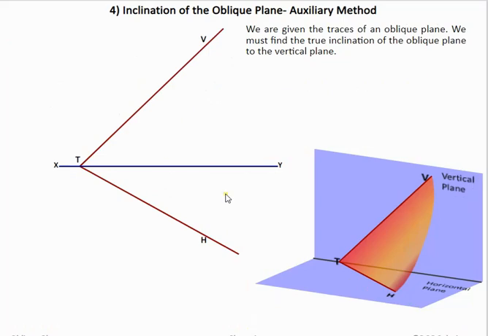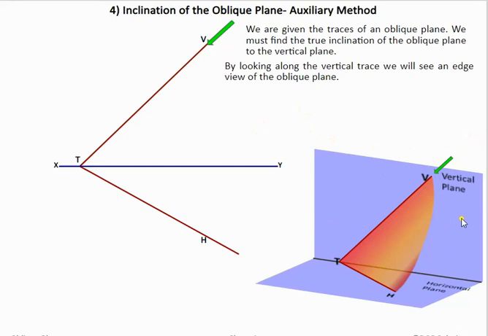Now if we want to look at the true angle in which this oblique plane makes with the vertical plane, this time we're going to look down along VT. So we're looking along VT and seeing this as a point, and then we're going to establish this true angle in which this oblique plane makes with the vertical plane.